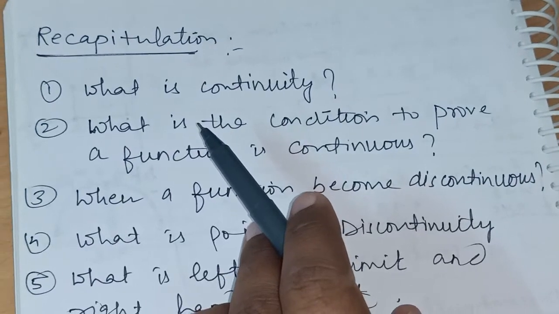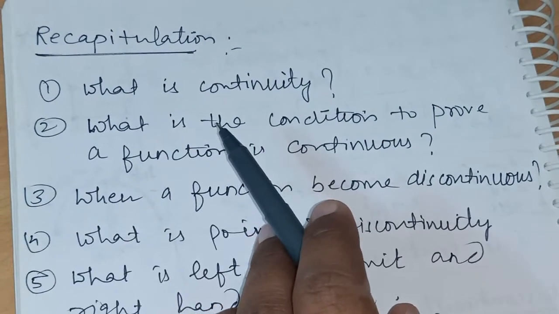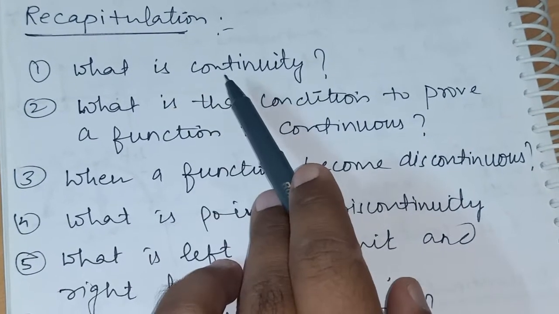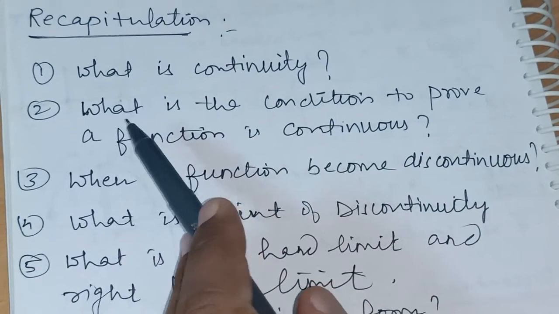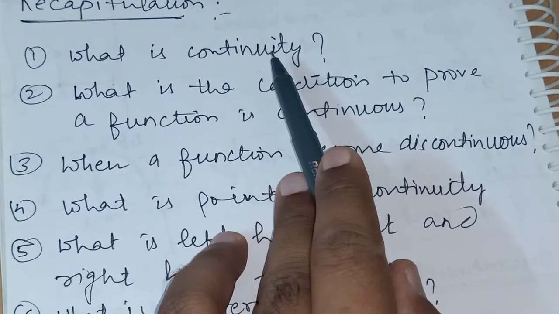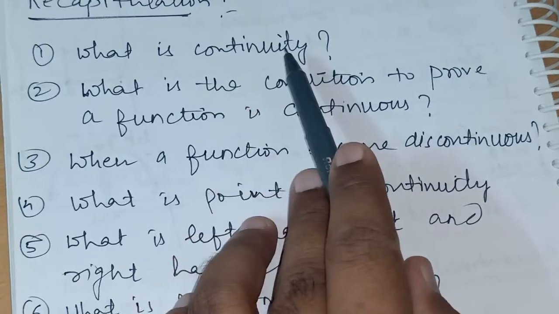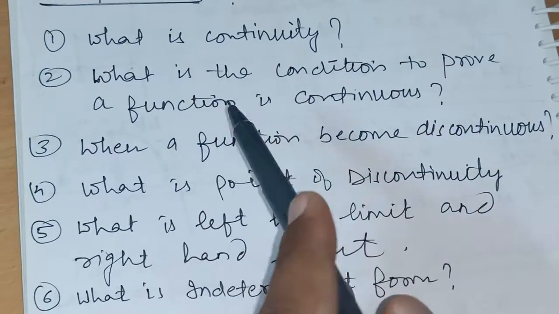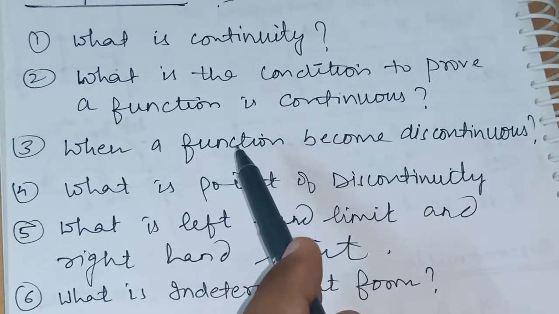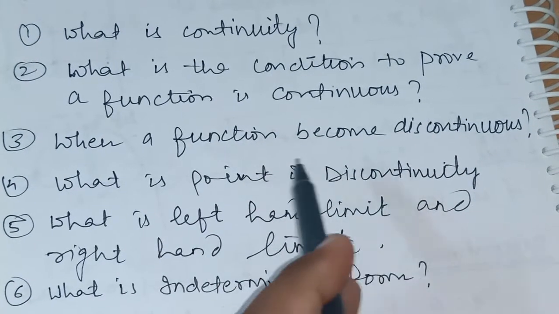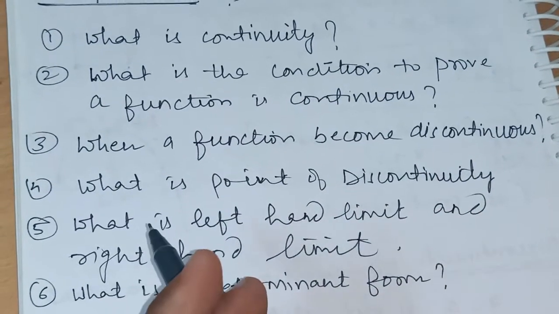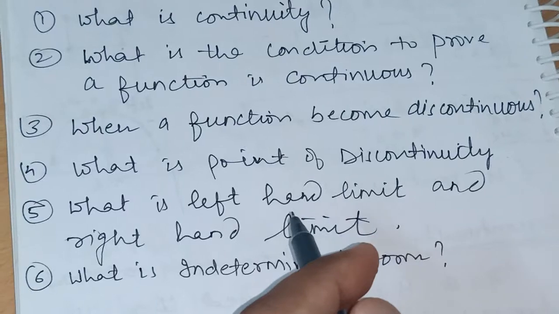Now let's recapitulate some points we discussed in this topic. What is continuity? What are the conditions to prove a function is continuous? Whenever a function is equal in all its left and right limits and function value, it is called a continuous function. When does a function become discontinuous? Whenever a function is not continuous, it becomes discontinuous. What is the point of discontinuity? A point at which the function is discontinuous is known as the point of discontinuity.